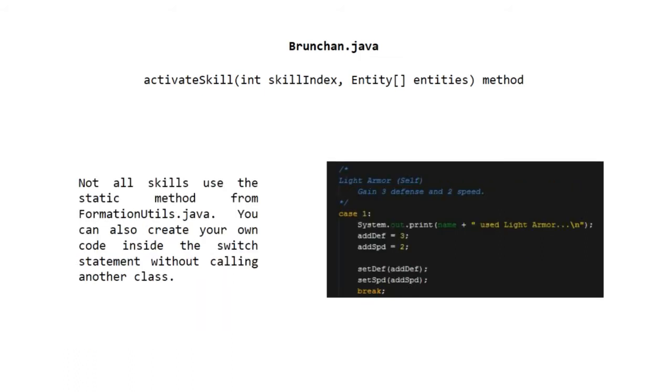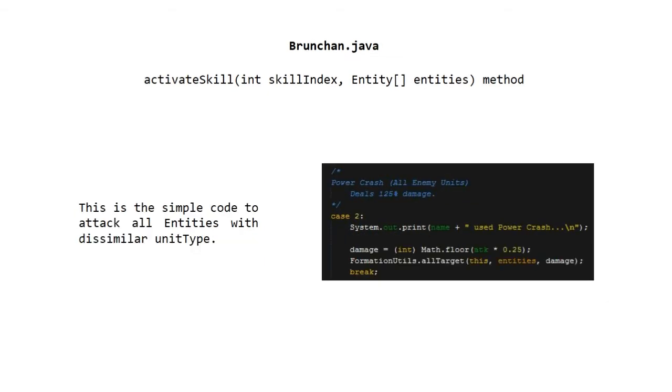Not all skills use the static method from formationutils.java. You can also create your own code inside the switch statement without calling another class. This is the simple code to attack all entities with dissimilar unit type. It's almost the same as the single enemy unit type skills code, the only difference is its all target method.